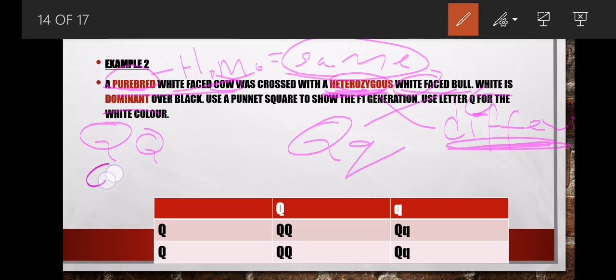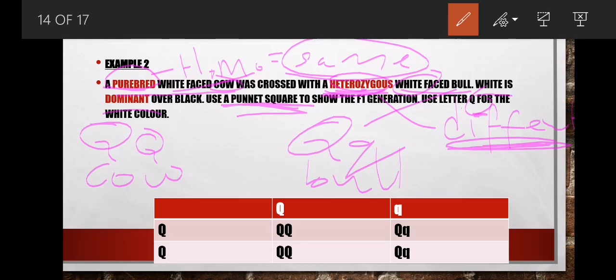So we have a recessive allele. This is the cow. This is the bull. So what does the question say now? Use a Punnett Square. You must also be able to underline this. Sometimes they say use a genetic cross or genetic diagram, but in this case, they want you to use a Punnett Square.